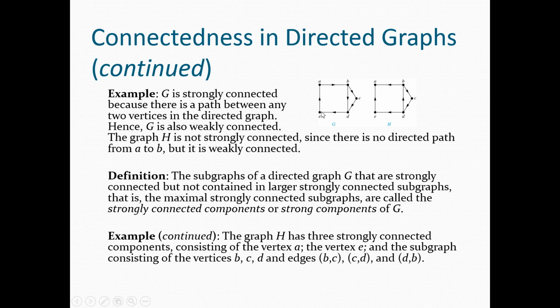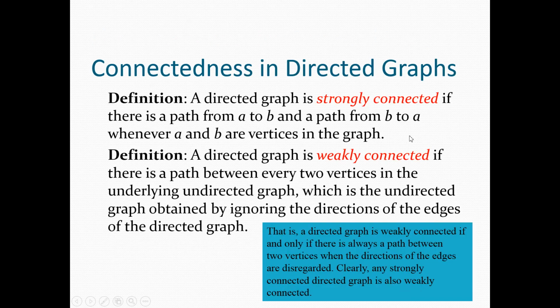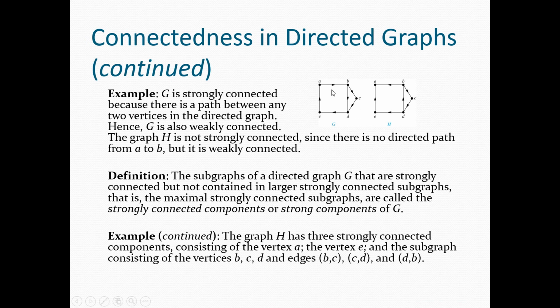According to the definition, whenever we have a path from A to B, then there is a path from B to A as well, and the graph is called strongly connected. And since this is strongly connected, this is weakly connected also. Now what about H? We have a path from B to A, but we don't have a path from A to B. Okay, so this is weakly connected.